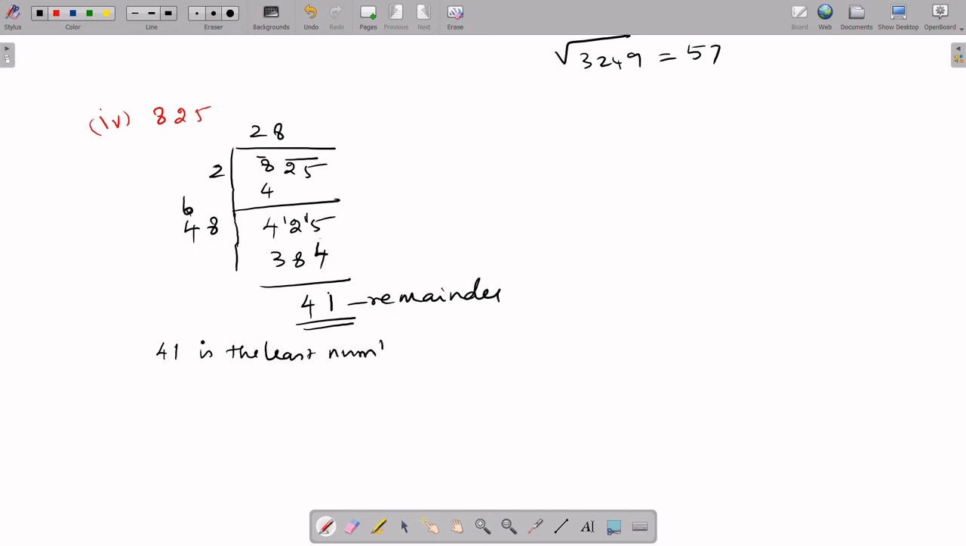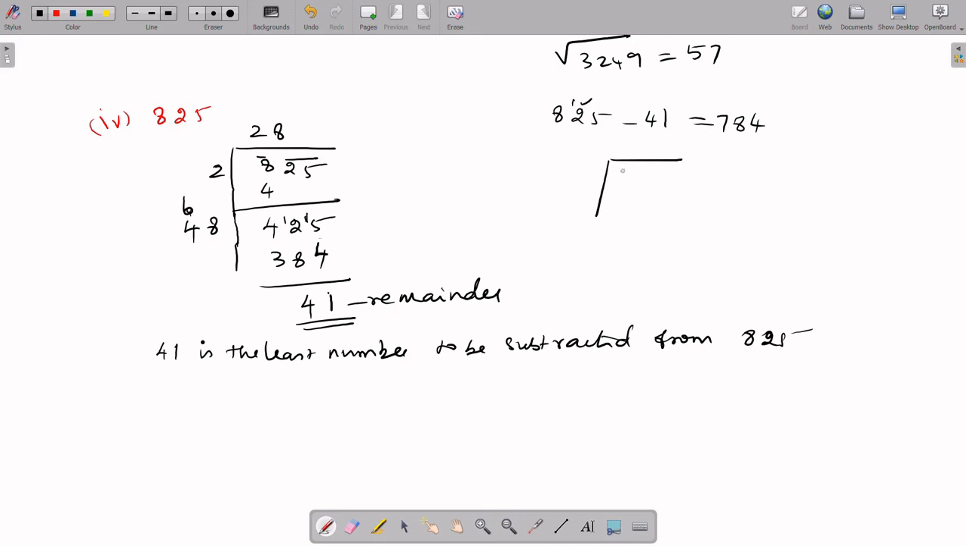The least number to be subtracted from which number? From 825. So you have to do 825 minus 41. 5 minus 1 is 4, and here this is 2 and this is 4. 2 minus 4 is not possible, so you have to take 1 here. 12 minus 4 is 8, and then 7 is there. So 784. You have to find the square root of 784 using long division.